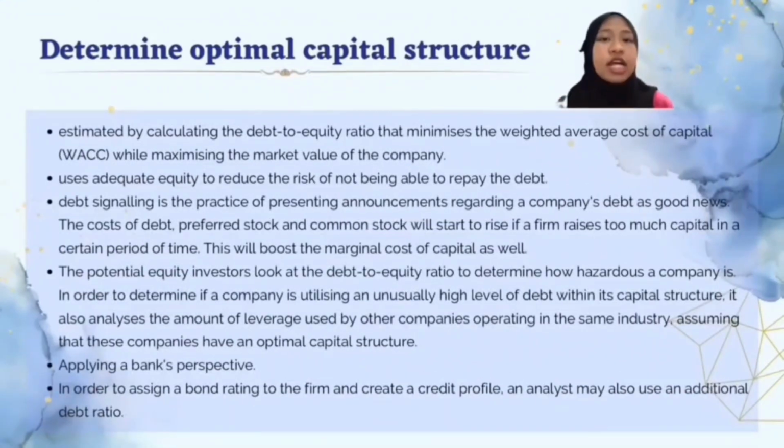Next to be discussed is how to determine optimal capital structure. The optimal capital structure is estimated by calculating the debt to equity ratio that minimizes the weighted average cost of capital, which is WACC, while maximizing the market value of the company. Taking into consideration the fluctuation of the company's cash flow, the optimal structure uses adequate equity to reduce the risk of not being able to repay the debt. A firm with strong prospects would attempt to borrow money through debt financing as opposed to equity financing in order to minimize dilution and market indications of caution.